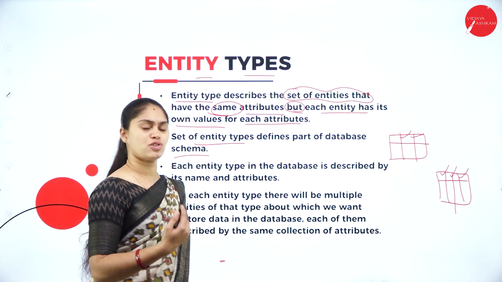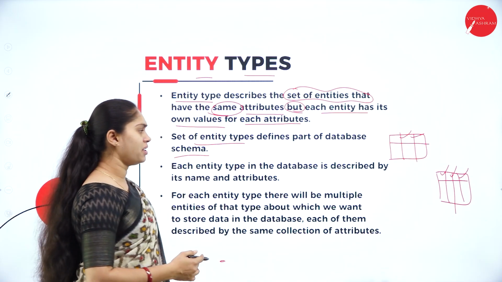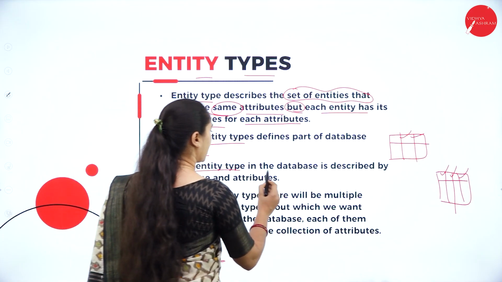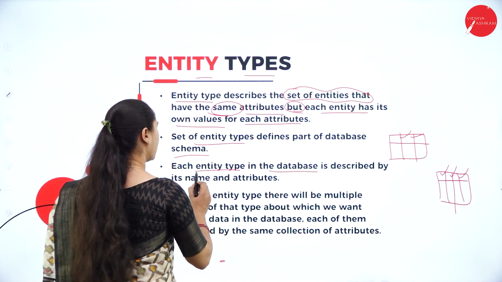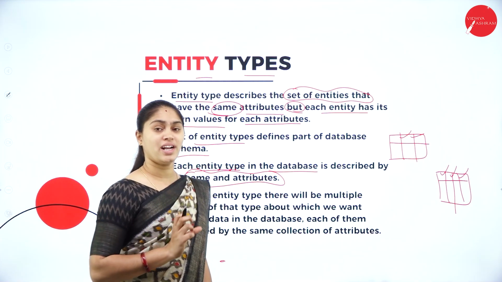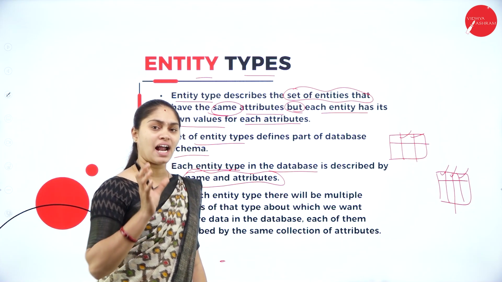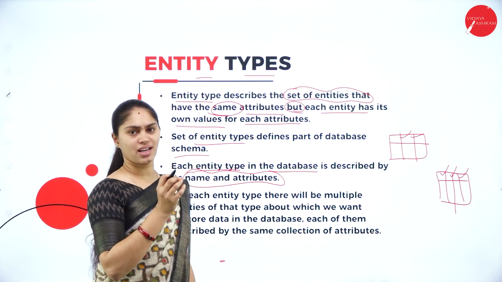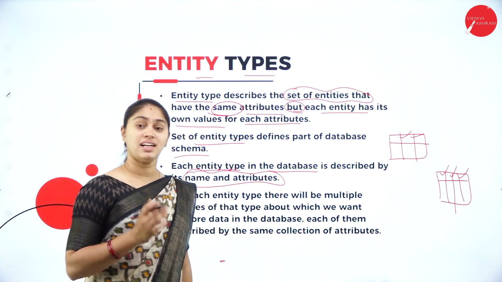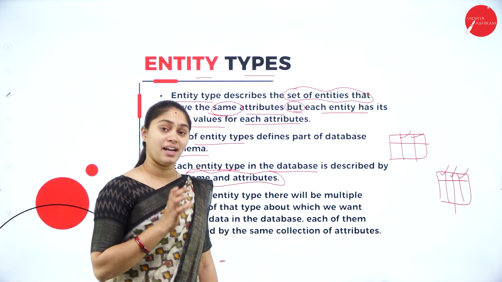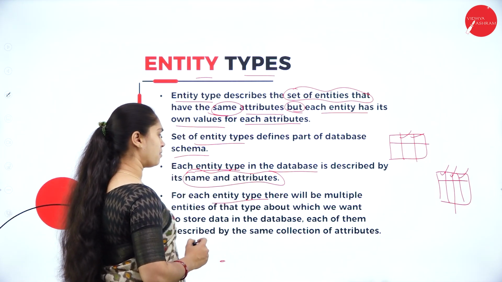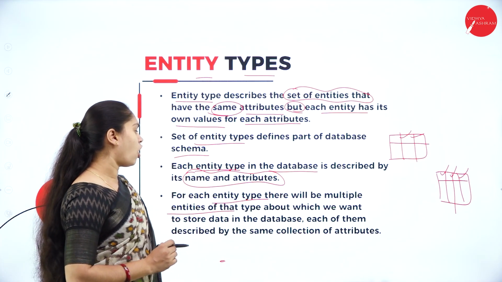A set of entity types defines part of the database schema. Whenever we have a collection of entity types, that is defined as a subpart of the database schema, and each entity type in the database is described by its name and attributes. If I say student entity, then student is the name of the entity and the student attributes are used together. That is an entity type. For each entity type there will be multiple entities of that type.